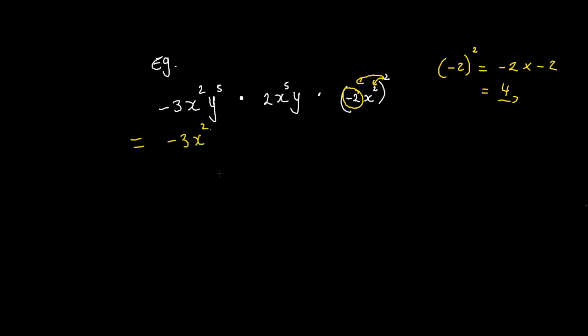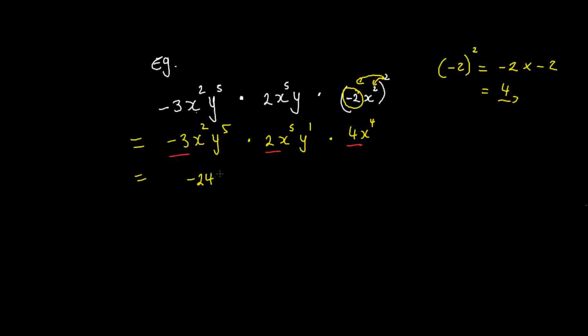So let's write this down. It's negative 3x squared y raised to the power 5 times 2x raised to the power 5y, and remember there's an invisible exponent of 1 there, times 4x raised to the power 4. And now in this case, I can multiply the coefficients together. So negative 3 times 2 is negative 6. Negative 6 times 4, that should be negative 18. If I'm not mistaken, yes, that should be, not negative 18. It should be negative 24, right? I don't know where my brain slipped on that one. So it should be negative 24.